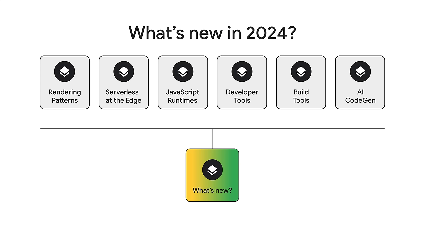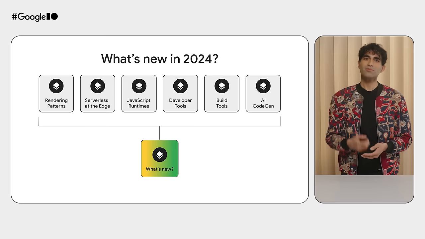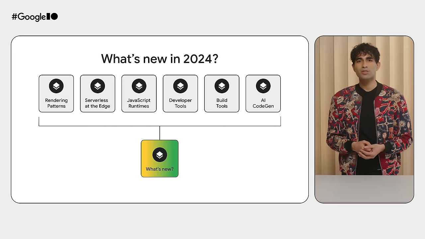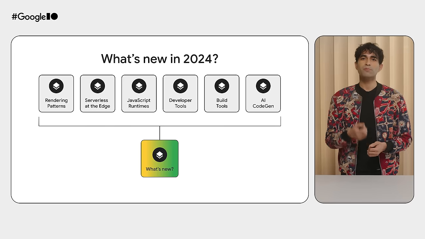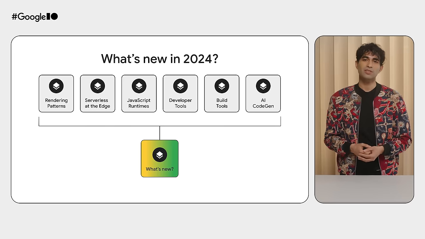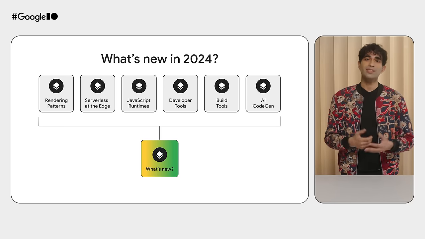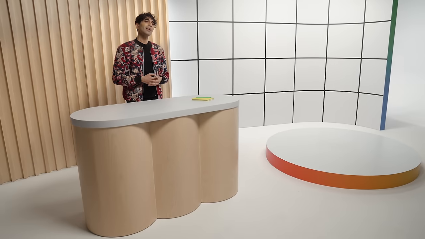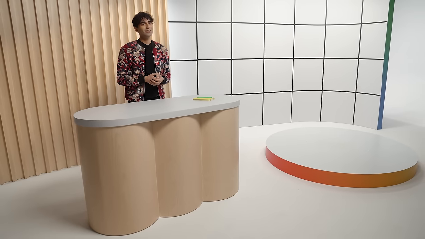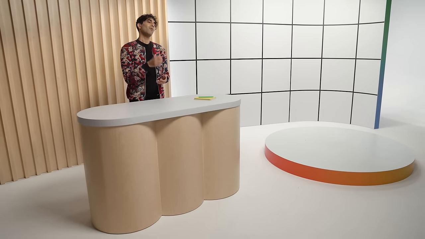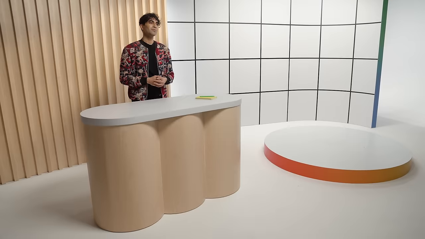Now, in the blink of an eye, server-side rendering has gone from a relic of the past to a critical tool for building fast, responsive web apps. Edge computing has emerged as a powerful way to deliver personalized, real-time experiences, and AI is starting to transform the way that we write code itself. Now, if you're not paying attention, it is easy to get left behind. But don't worry, that's why we're here.